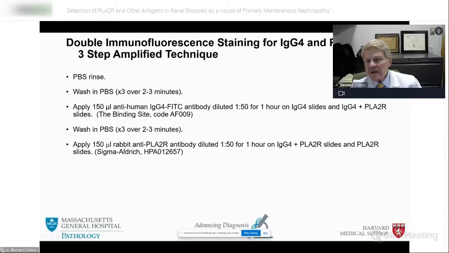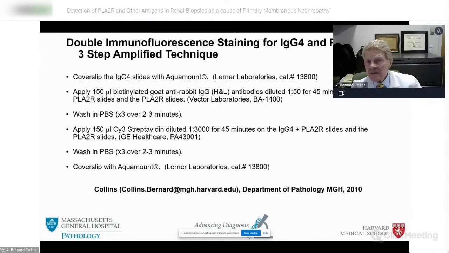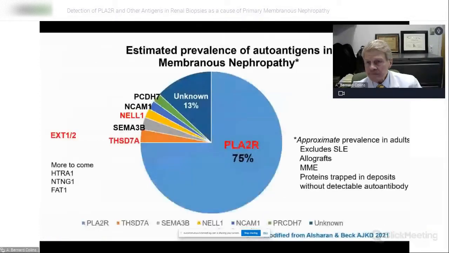The second layer of antibody is a rabbit anti-PLA2R polyclonal antibody. And the bridging antibody is a biotinylated goat anti-rabbit, and the signal is detected by using Cy3 streptavidin. This is a very specific and very sensitive assay. And we have used that for our attempt to identify these new antigens in membranous.